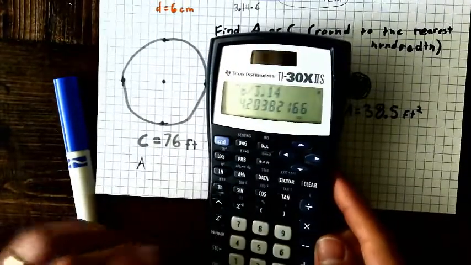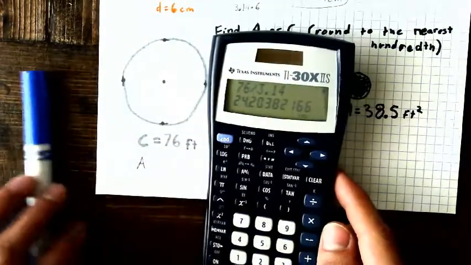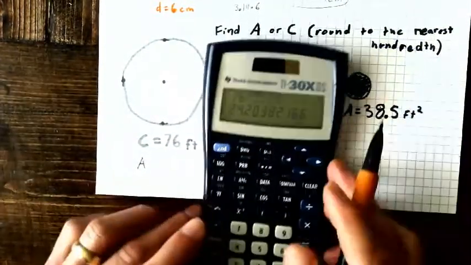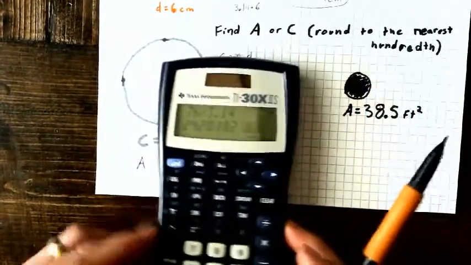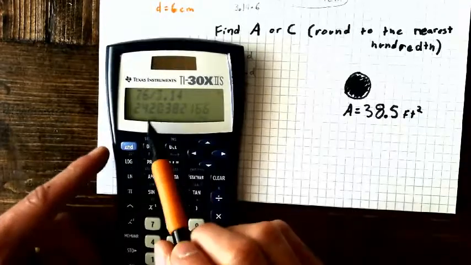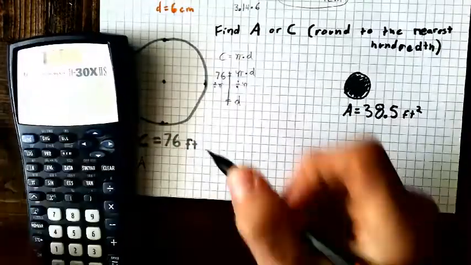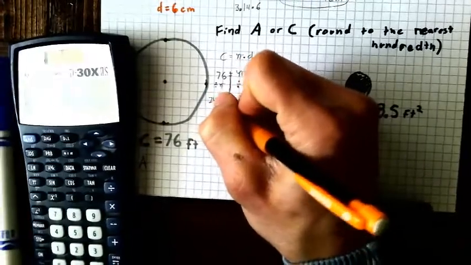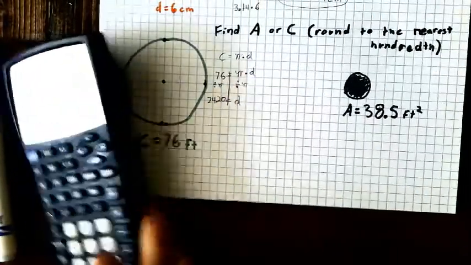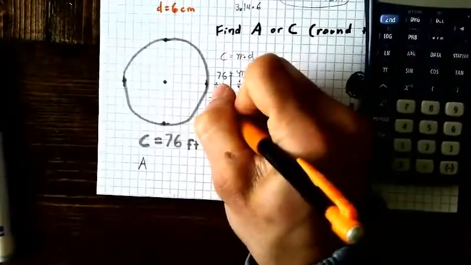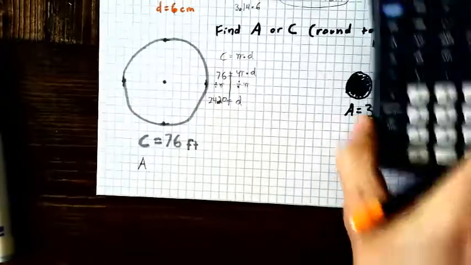And it gives me a big number, 24.20 and so on. But this says up here, round to the nearest hundredth. So I'm going to round that to the nearest hundredths. Tenths, hundredths. So I'm just going to put 24.20. Really, we don't even need the 0, but we're going to put it in there anyway. Okay? Alright, now I have the diameter.